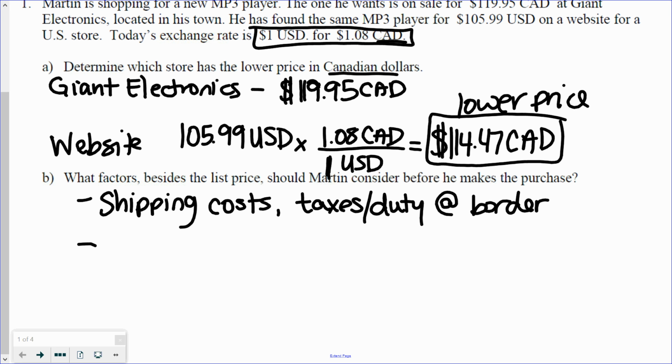It's the worst. The other thing he could consider, or he might consider, so he could walk down to Giant Electronics and get that MP3 player and be listening to it on the way home. Whereas if he orders it online and Canada Post and the US Postal Service are busy with Christmas gifts, it might take him a couple of weeks. So like he needs to think about like how fast does he want it?